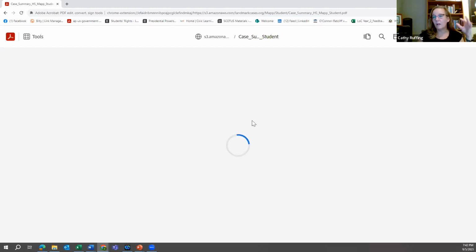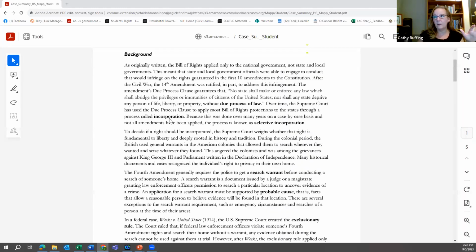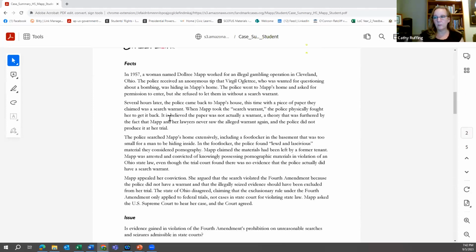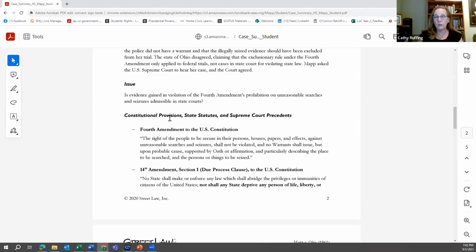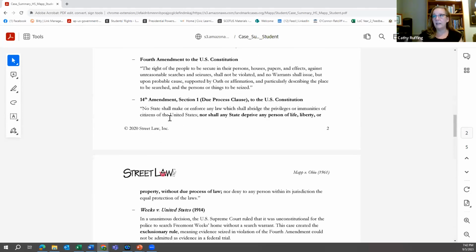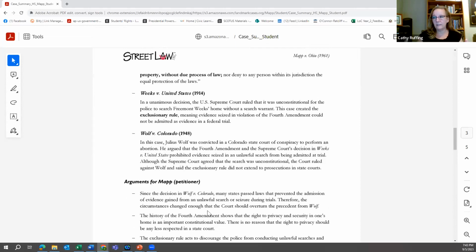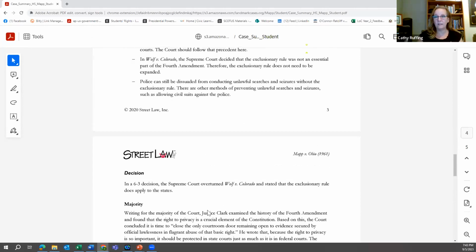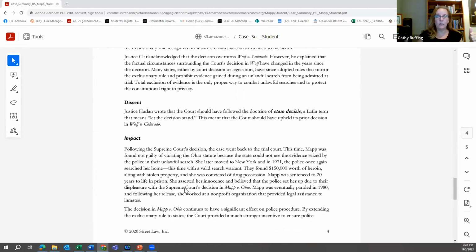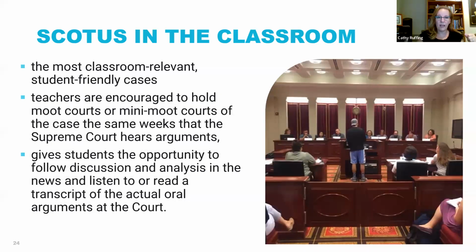Case summaries are all very similar. They have a background section, they have facts about the particular case, they talk about the issue that the Supreme Court decided, they have parts of the Constitution that are being interpreted, some precedents, and then they have arguments for both sides. If it's a case that's been decided, a landmark case or a past case, it will have a decision and summaries of the opinions as well. Obviously the cases that are currently before the court do not have that.